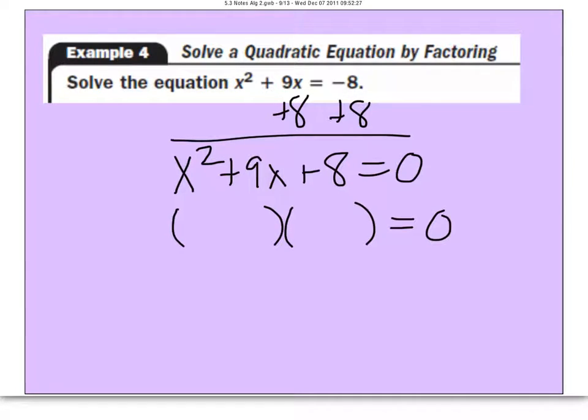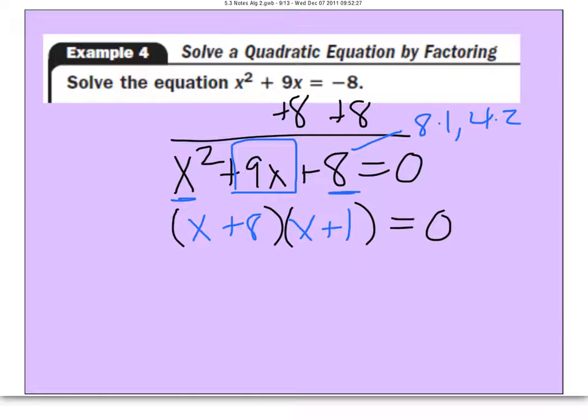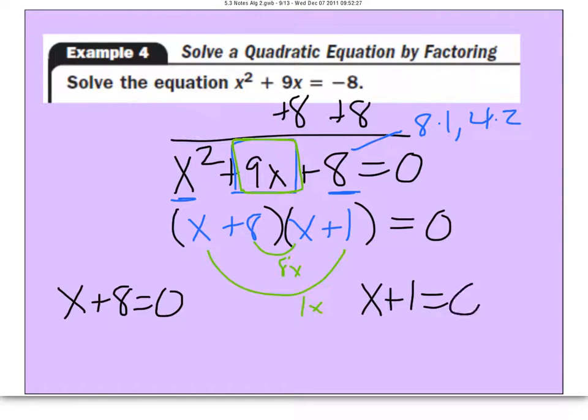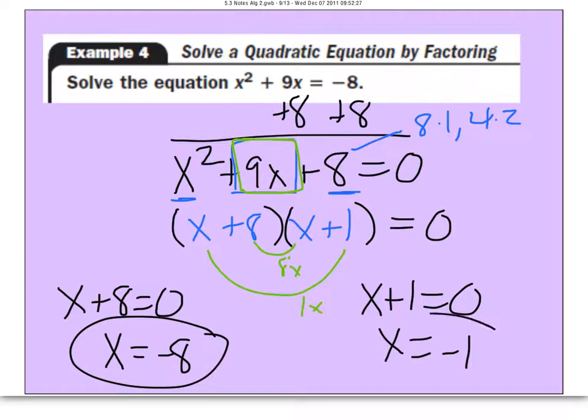Set that equal to 0. Again, x squared's easy, x and x. Now, what numbers multiply to get you 8 such that they would add to be 9? It's either 8 and 1 or 4 and 2. It has to be 8 and 1, so plus 8, plus 1. Let's double check. That's 8x. That's 1x. It'll add to the 9x, so I'm correct. Now this one we do have to finish and actually solve. So take the factors, set them equal to 0. If I solve, here I'm going to get negative 8. Here I'm going to get negative 1.